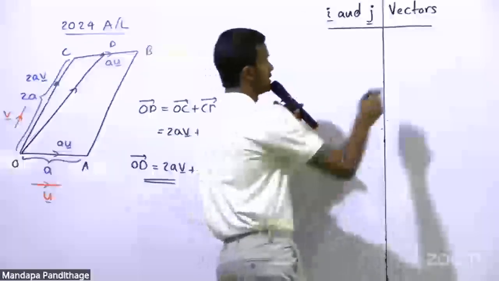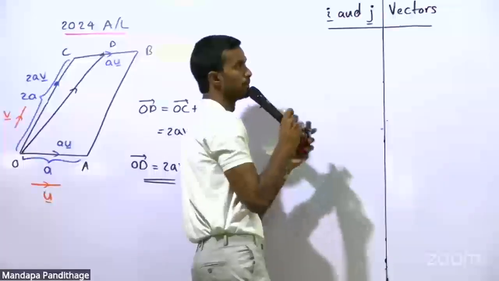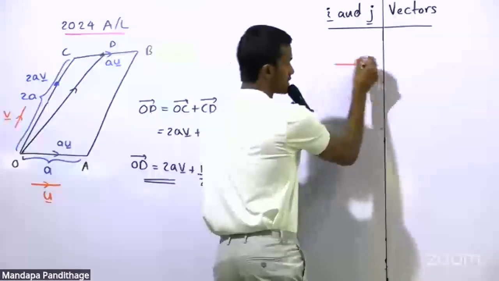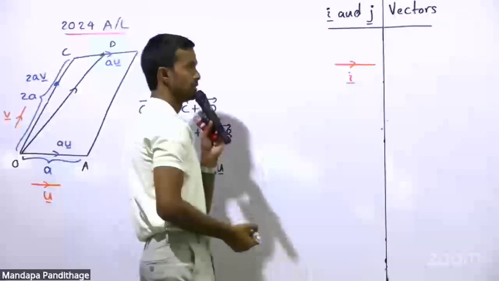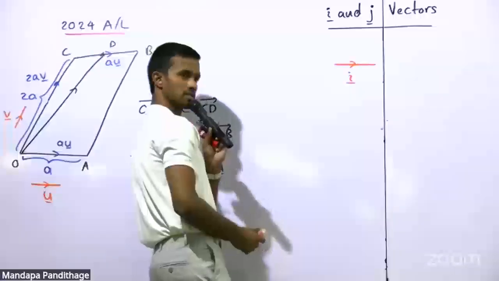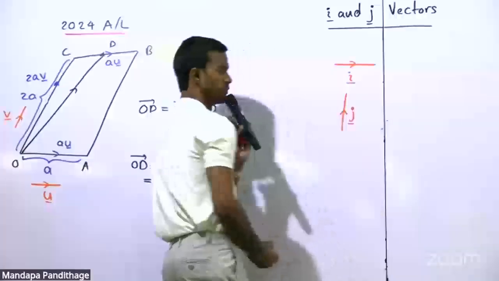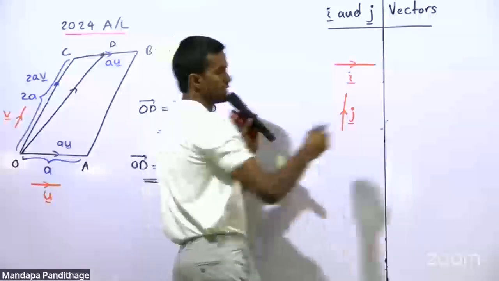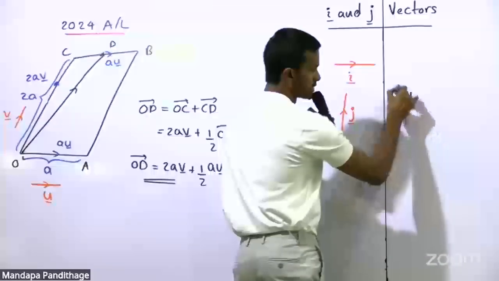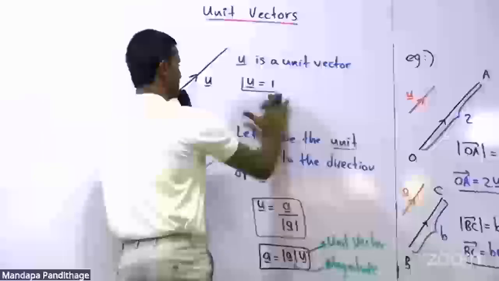So what are these I and J vectors? I is the standard notation of the unit vector in the horizontal direction, and J is the standard notation of the unit vector in the vertical direction. So these are unit vectors. When these are unit vectors, what can you say about modulus I? This is not U, this is modulus U.